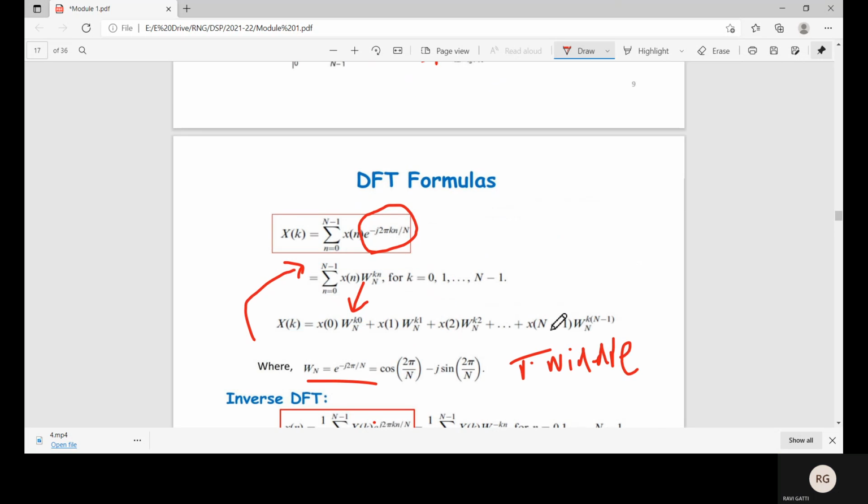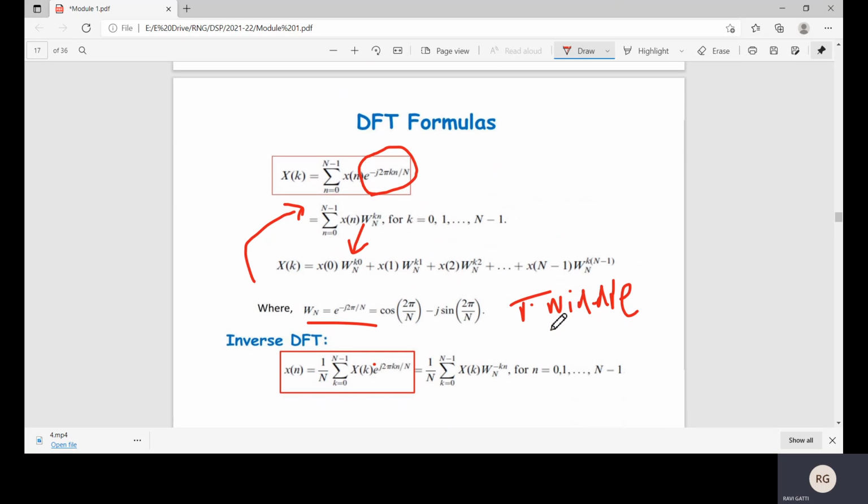Okay, in the next class, we are going to see some problems on how we can solve them by using these DFT formulas.